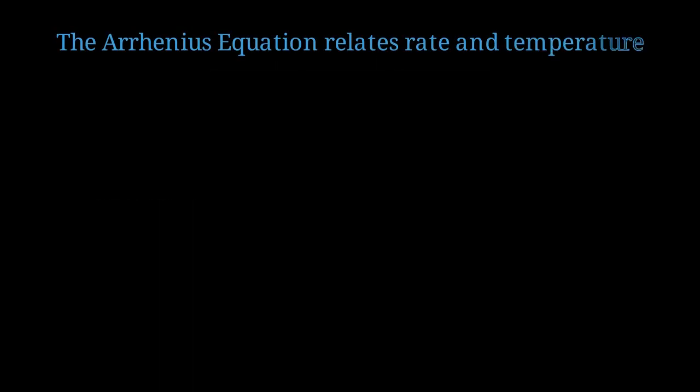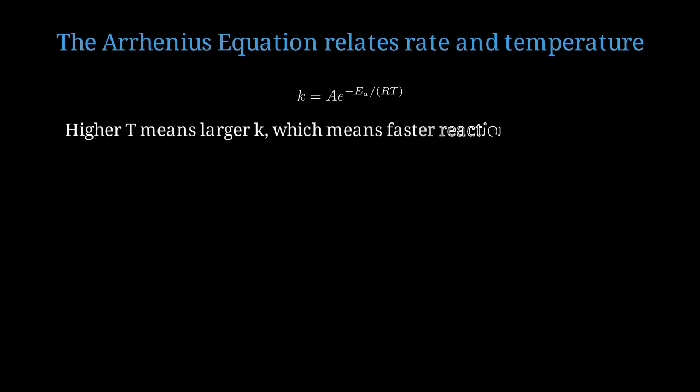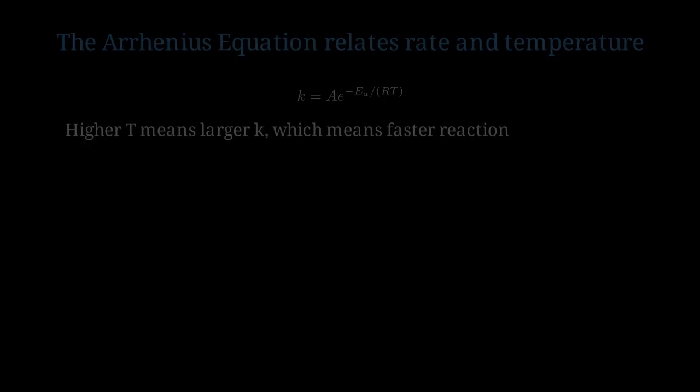There's actually a famous equation that describes this relationship quantitatively. The Arrhenius equation. The rate constant k equals A times e to the negative Ea over RT, where Ea is activation energy, R is the gas constant, and T is temperature in Kelvin. As temperature T increases, the exponent becomes less negative, so k increases, meaning the reaction goes faster. This equation quantifies what we observed.